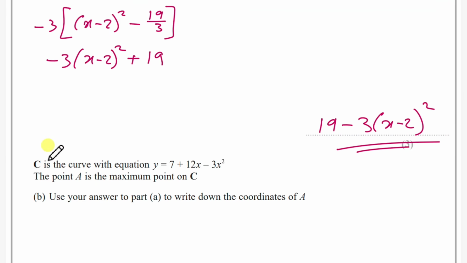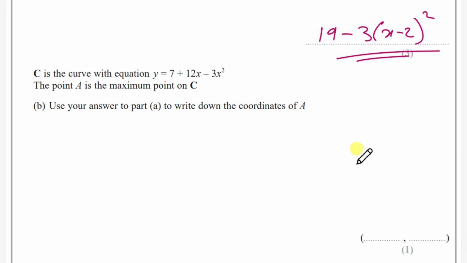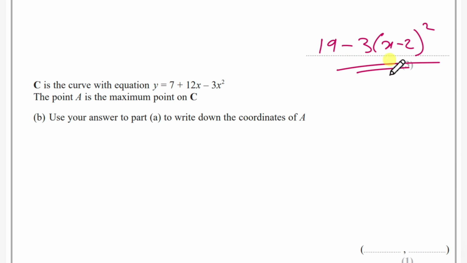Okay, so next part. Now C is the curve of equation y equals 7 plus 12x minus 3x squared. The point A is the maximum point on C. Use your answer to part a to write down the coordinates of A. So what you can do, literally, for the maximum coordinate, is just look at this value here. All we do is look at the x minus 2. So we know straight away that the maximum is going to be at x equals 2.